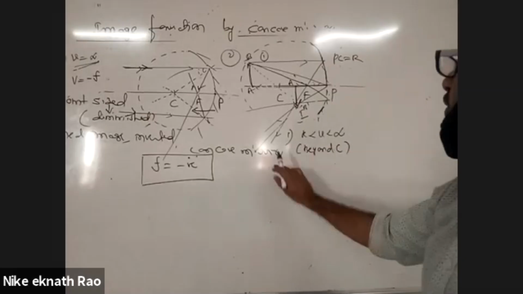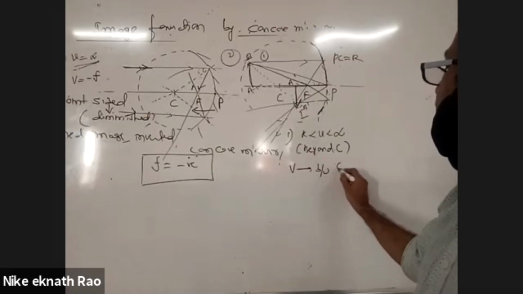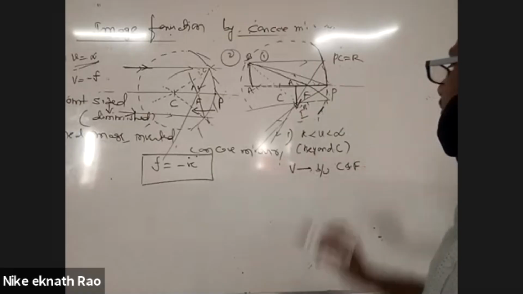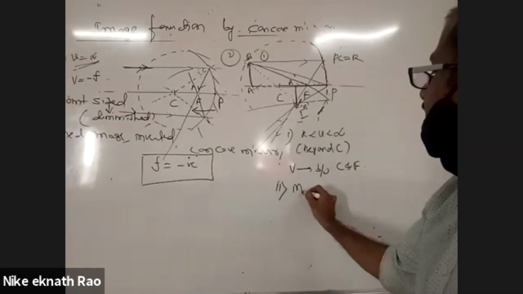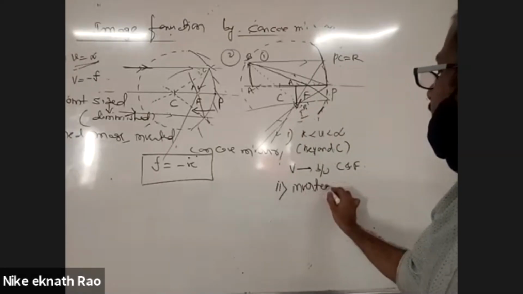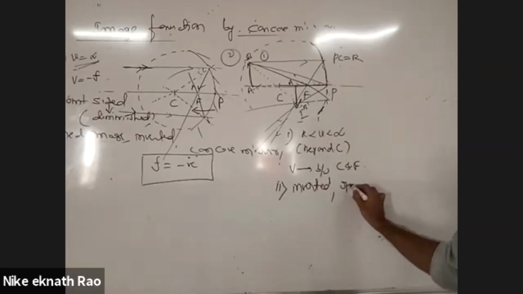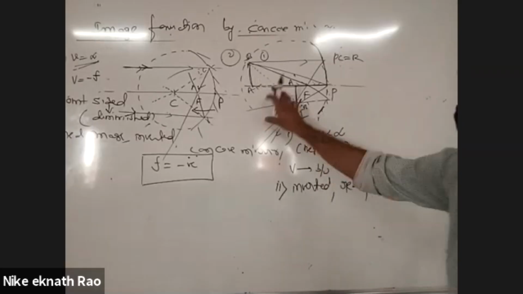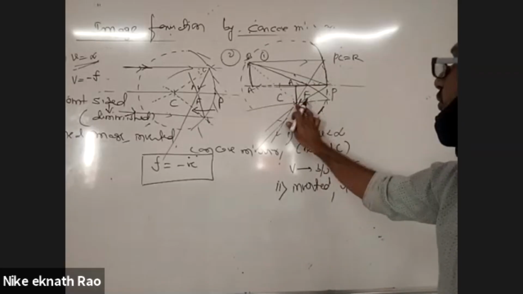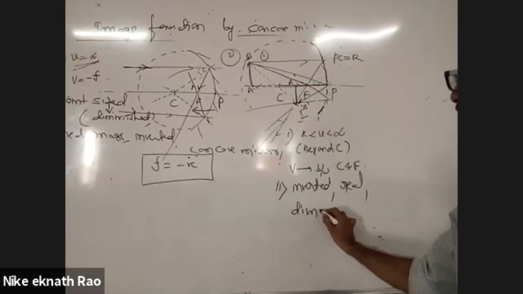So when the object is behind C, where is the image? Between C and F. What is the nature of the image? Inverted, real, and the size is also diminished. You can see that it will come smaller in size.